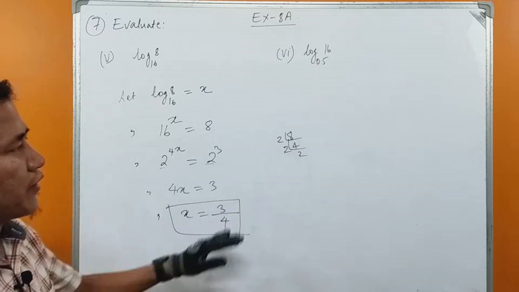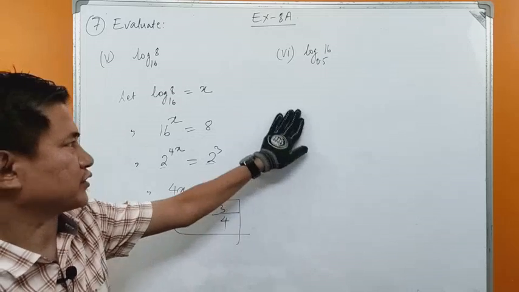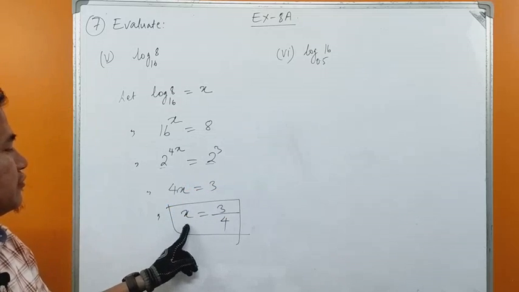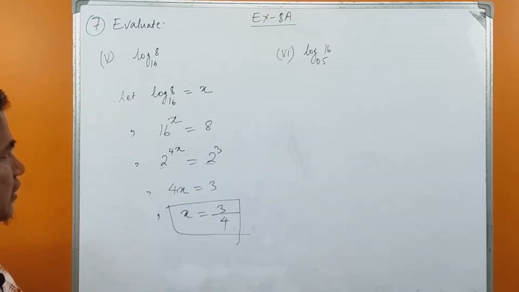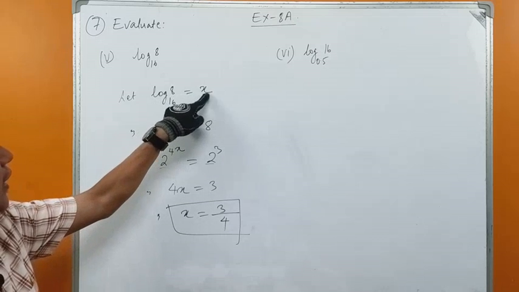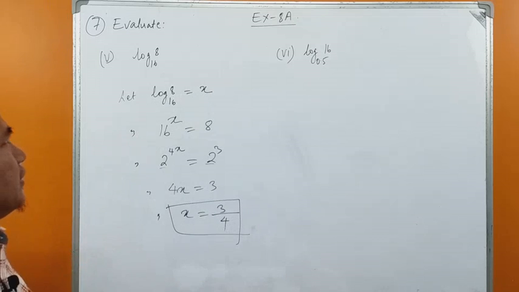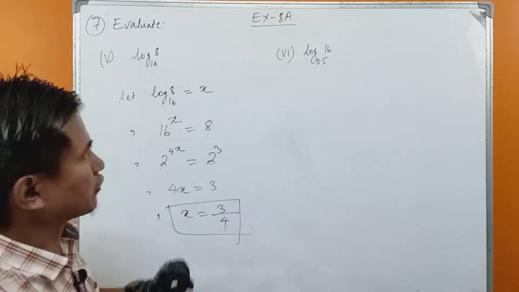So this is a proper fraction. We don't need to change this into mixed fraction. So the answer for this log 8 to the base 16 is 3 upon 4. Because we have supposed this to be x, and x is 3 upon 4, isn't it? So the value for this is 3 upon 4.